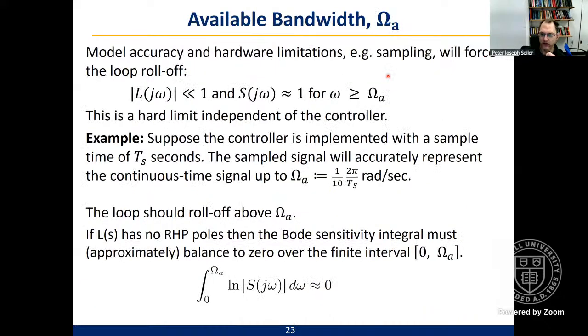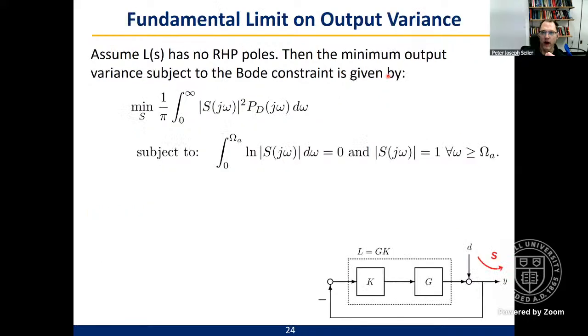I'm going to skip over this. This just gives a little more detail about how this comes about. So I'm going to use this now to explain what the fundamental performance limit is in this abstracted version of our disturbance rejection problem.